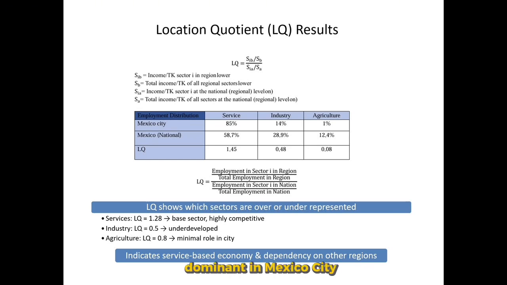Dominant in Mexico City. Services are highly concentrated in Mexico City compared to the national economy. This suggests that Mexico City exports services to other regions, making it a base sector that drives the economic activity.